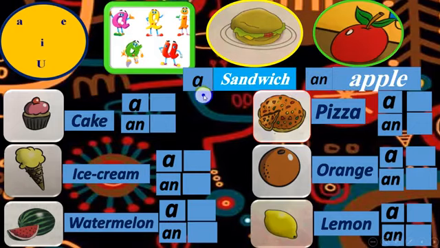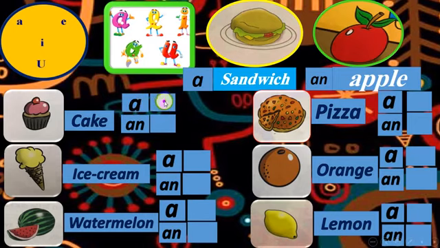Okay, now we solve this exercise in the book. We have cake. Yes, cake starts by letter C. Is letter C in the face? No, miss, letter C is not in the face. So we said if the first letter of the word is in the face, what do we do? If it is not, we put a.